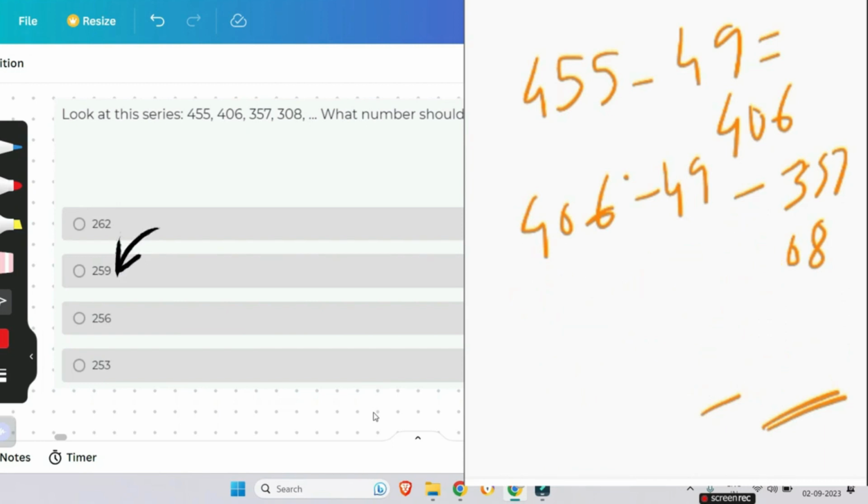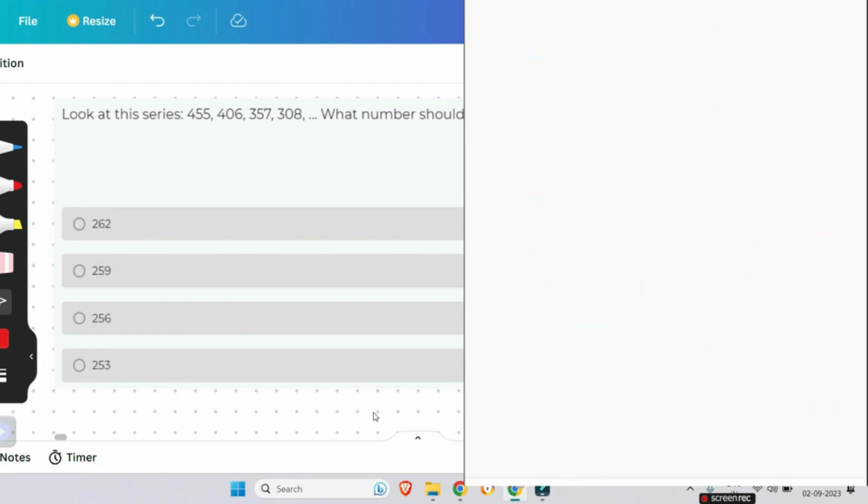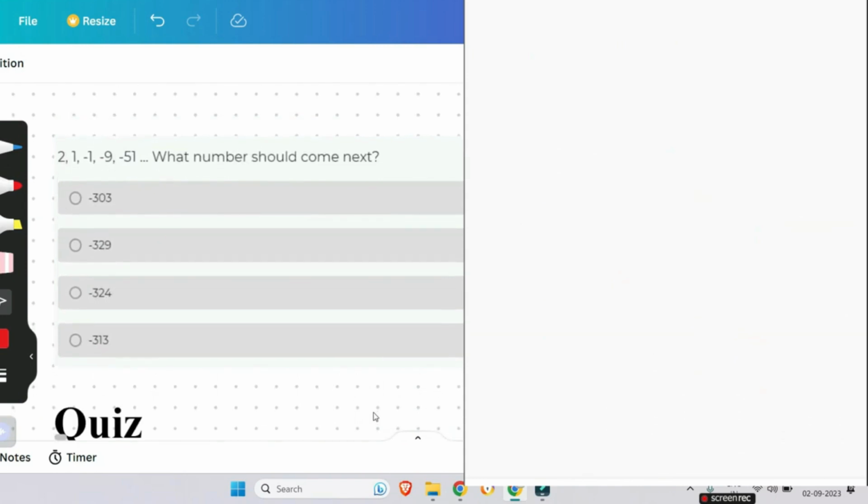Okay, let's go to the next question. I hope you have got the logic, right? The next question is this: 2, 1, minus 1, minus 9, minus 51. What number should come next? Okay, let me solve. I hope you have tried to solve the problem and have an answer in your mind, right? Okay, let's check if you are right or not.